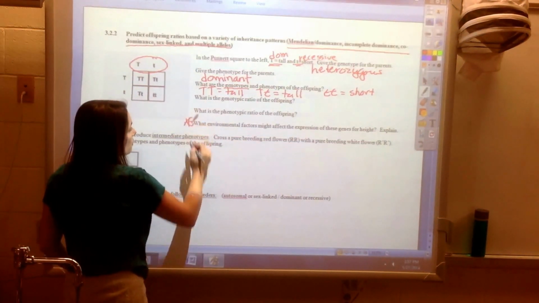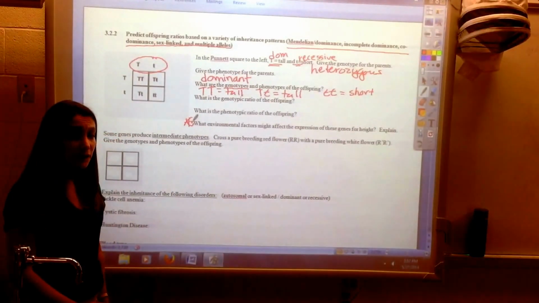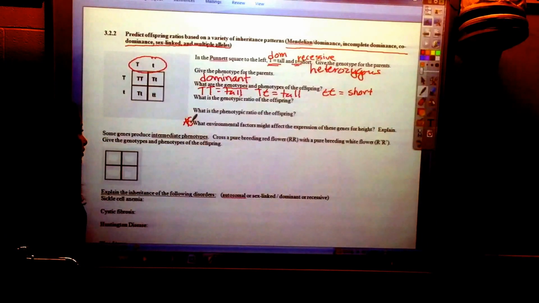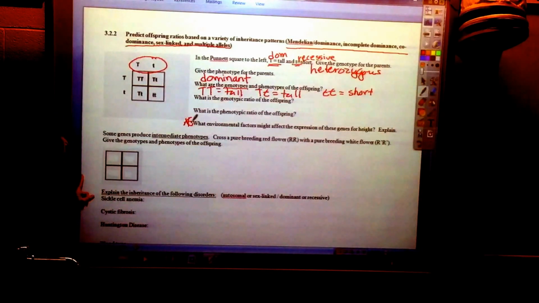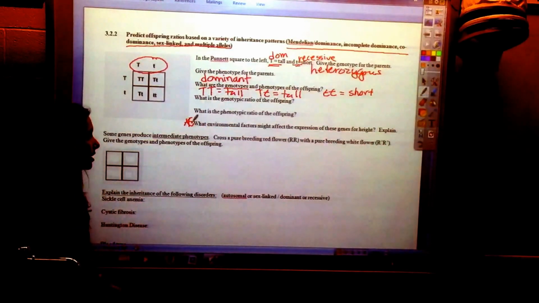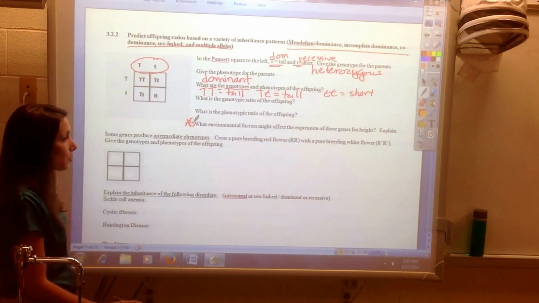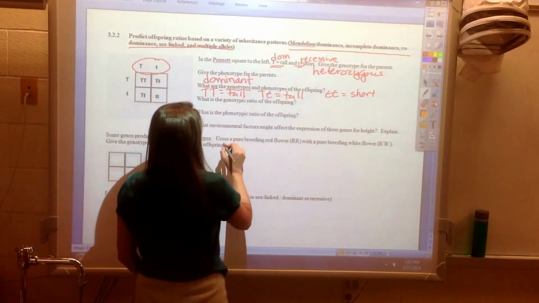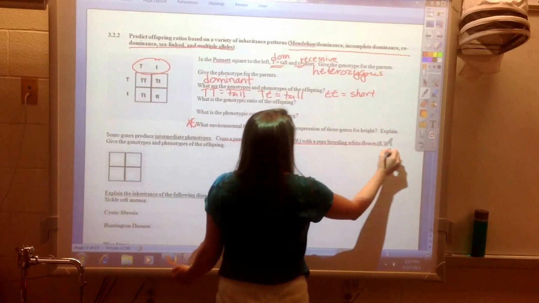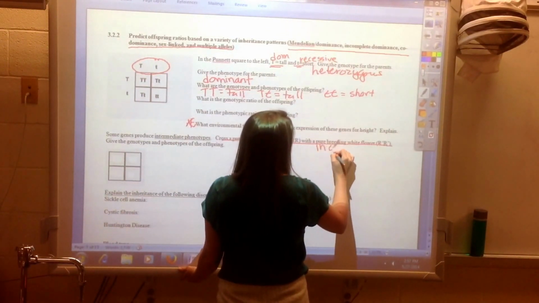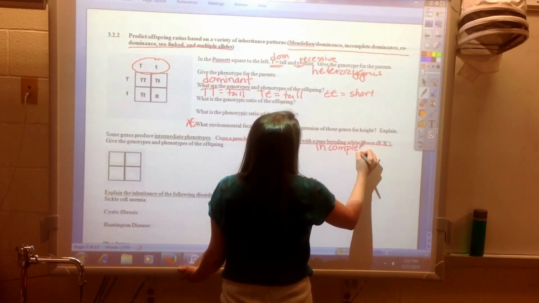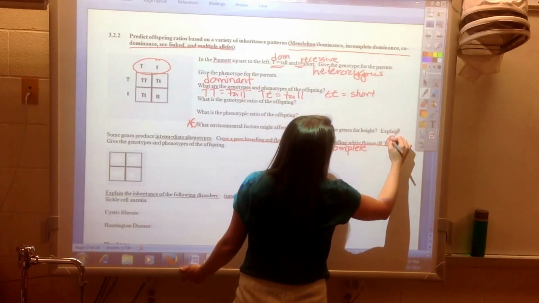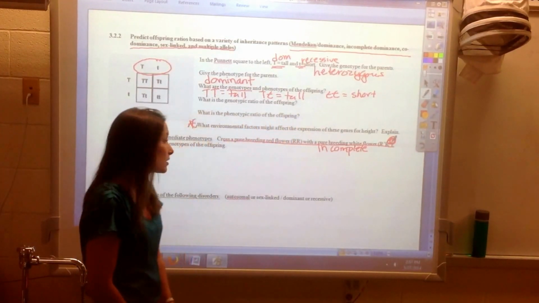This is a really important question. What environmental factors might affect the expression of these genes for height? Some genes produce intermediate phenotypes. Here it's asking about cross a pure breeding red with a pure breeding white. We do want to notice that here we're actually talking about incomplete dominance. And so you see that little R prime symbol that we use for incomplete.